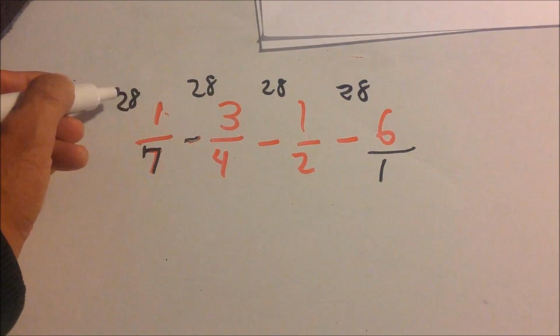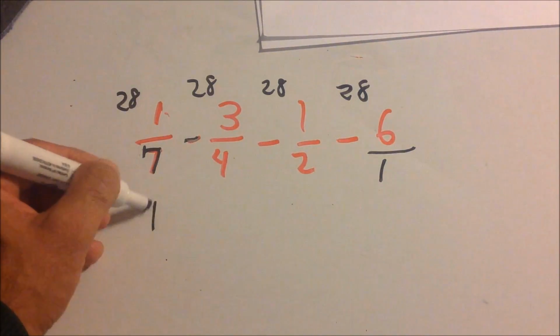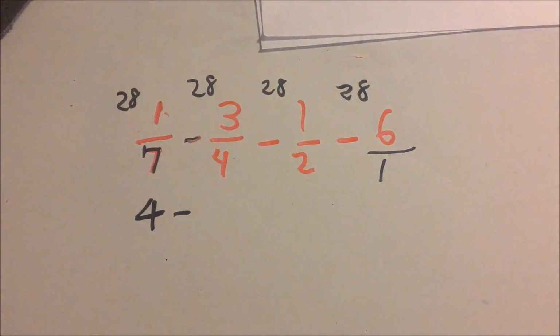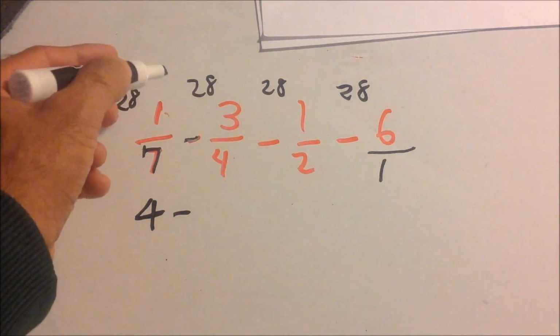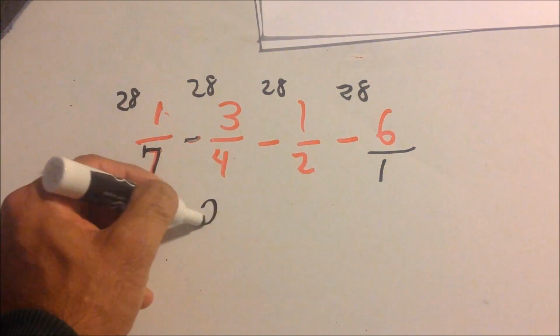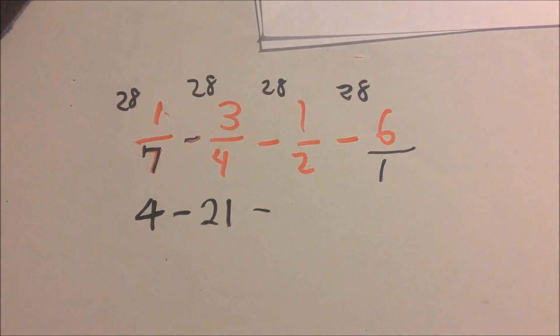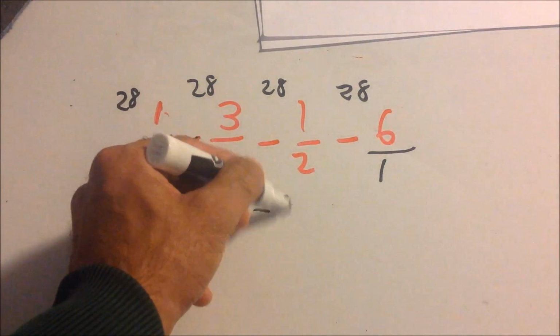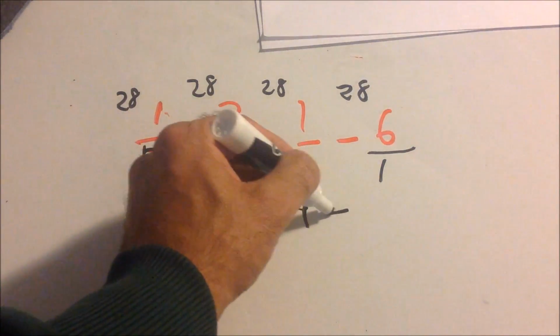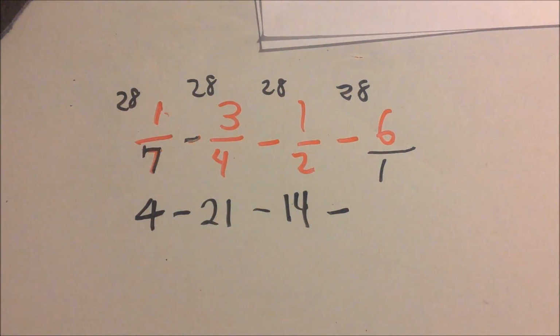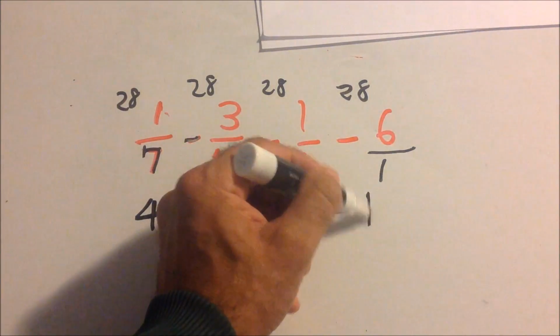So 7 goes into 28 4 times. 4 times 1 is 4. Then we have 4 goes into 28 7 times. 7 times 3 is 21. 2 goes into 28 14 times. 14 times 1 is 14. And now we have 1 goes into 28 28 times, and 28 times 6 is 168.